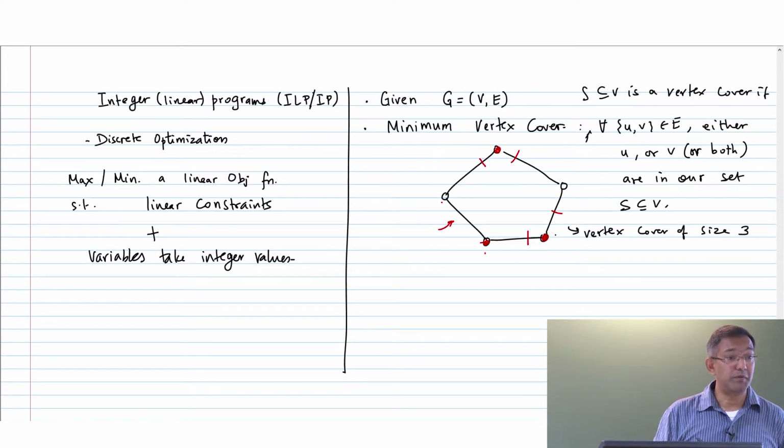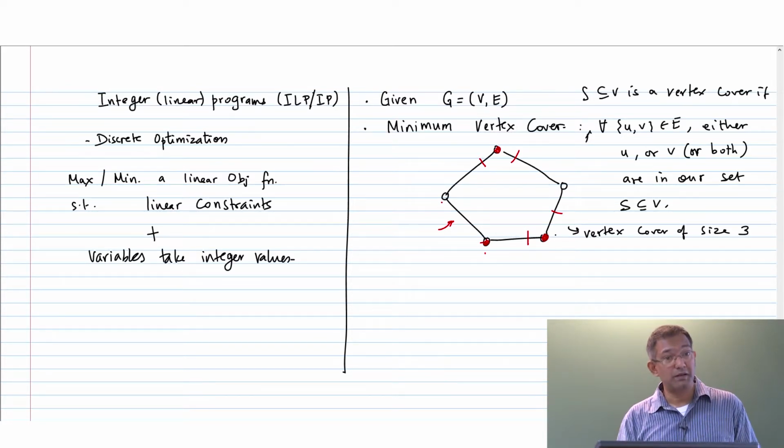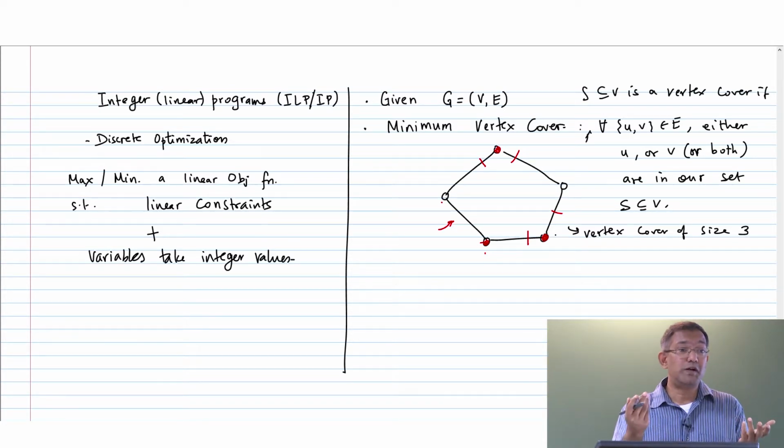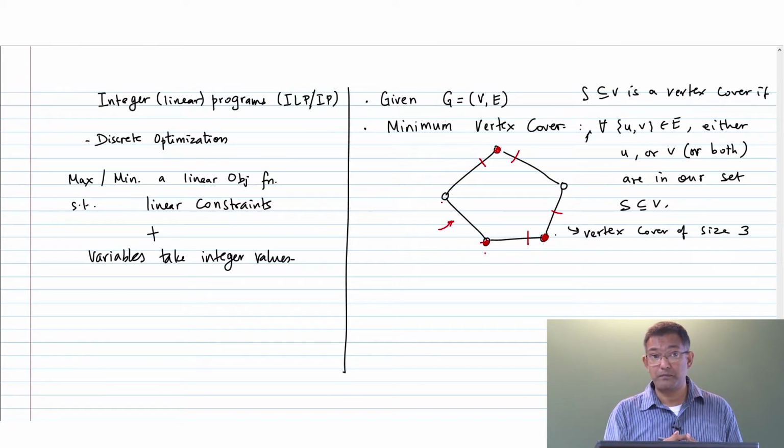And what we want is to find the smallest such set that is a vertex cover. We could pick all the vertices, and that is obviously a vertex cover, right. But you can see in this graph that no two vertices form a vertex cover. You need at least 3 vertices for this example.